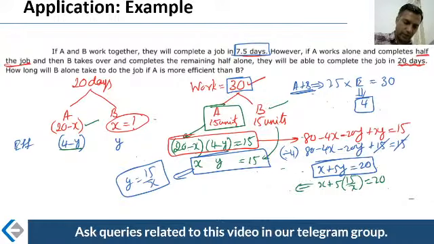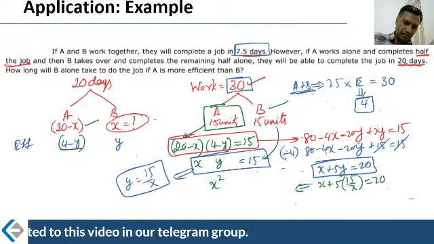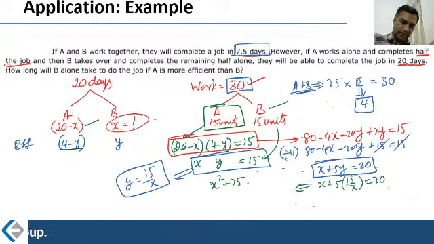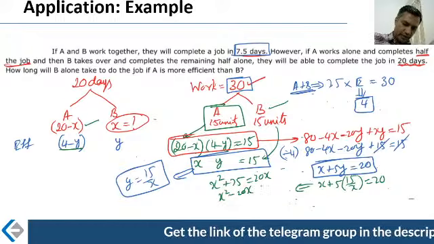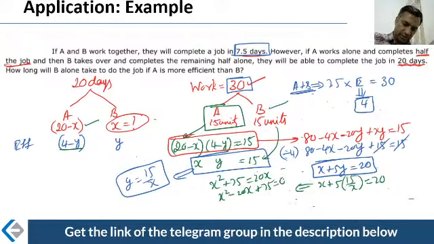Multiply throughout by x square. Therefore x square plus 75 is equal to 20x. Therefore x square minus 20x plus 75 is equal to 0. The values of x are nothing but 5 and 15.